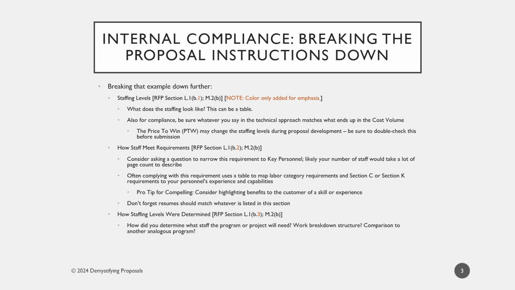And then how staffing levels were determined. That might be the next section of the management. There you want to talk about how you determined what staff the program or project will need. Did you develop a work breakdown structure? Did you do a comparison to another analogous program? Did you determine your staffing levels? Again, whatever you put here needs to be reflected in the cost volume, or whatever's in the cost volume needs to be reflected here.